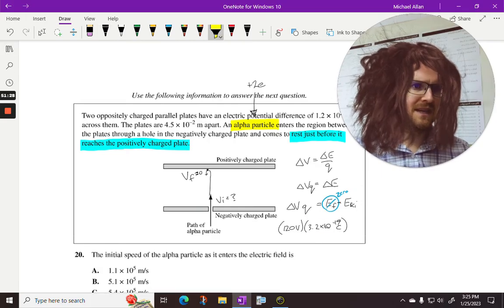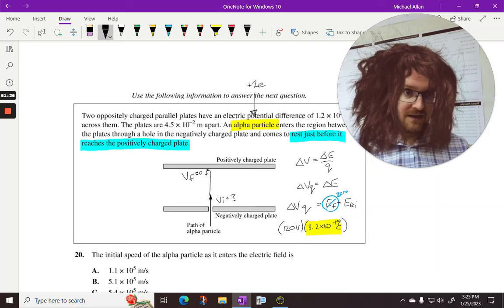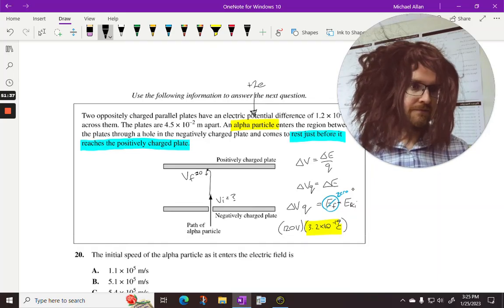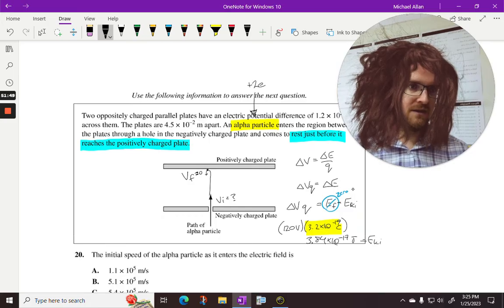I think I made that mistake at one point when I did this before. So 3.2 times 10 to the negative 19 times 120. And it's a pretty small number, but because of the size of this particle, it's going to be a pretty fast speed here. That's equal to EK initial. And then I could just put 1/2 mv squared here. My initial speed there. Sorry about the number in the weird spot.